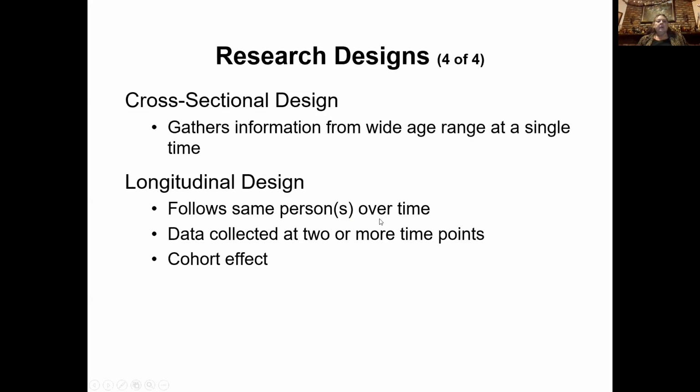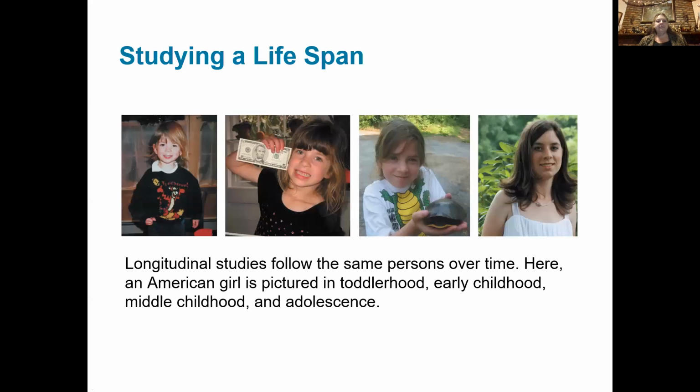Now, this is really good research. It can give you good data, but you have a lot of dropout in these studies. People move, parents say, I don't want to participate anymore. You have a lot of people that drop out of the study, and it's expensive. You have to track the people. You have to send somebody to do the interviews or collect the data. It is very expensive to do, but it is research that we do. There's also something called a cohort effect, which I'm going to talk to you about on another slide.